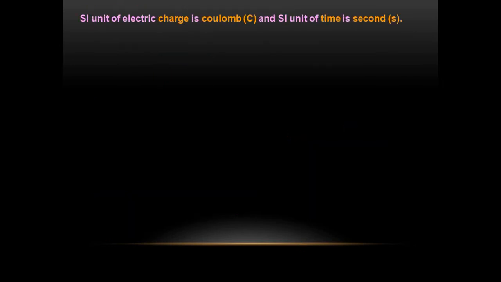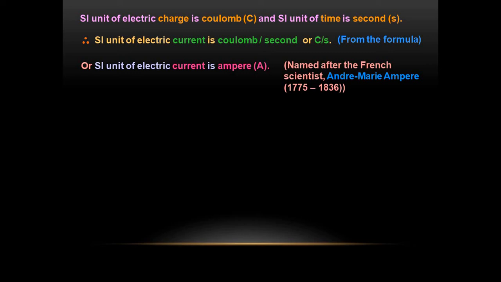The SI unit of electric charge is coulomb and the SI unit of time is second. Therefore, the SI unit of electric current is coulomb per second or ampere. It is named after the French scientist André-Marie Ampère.